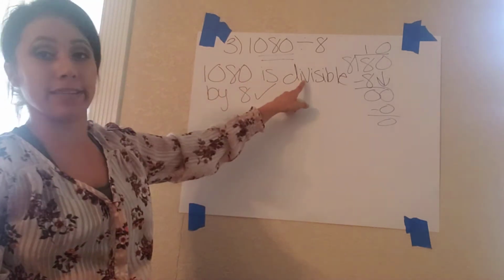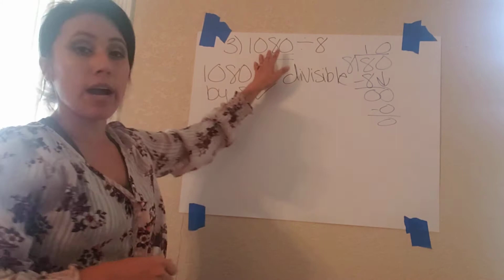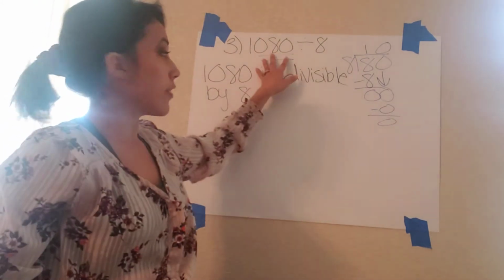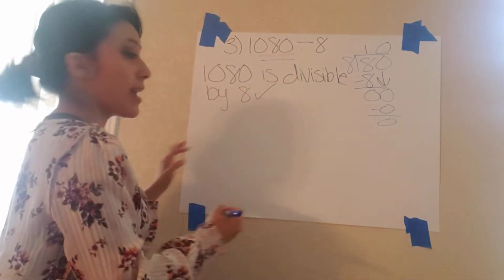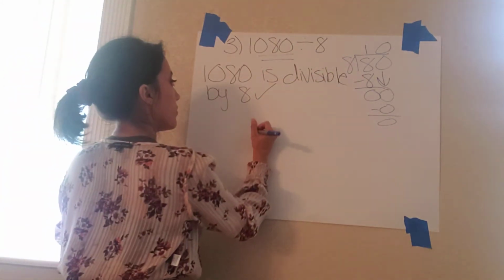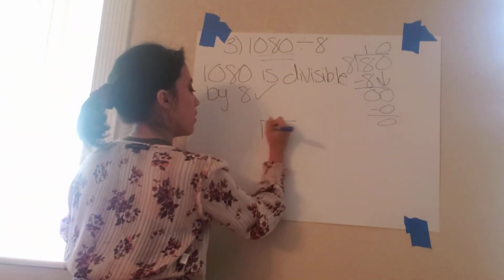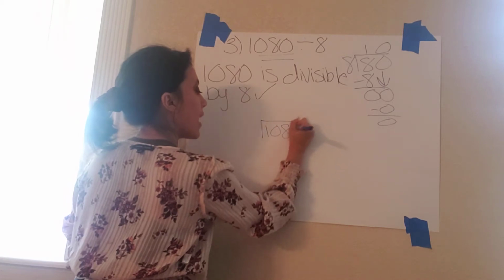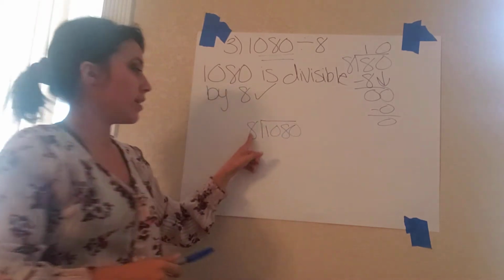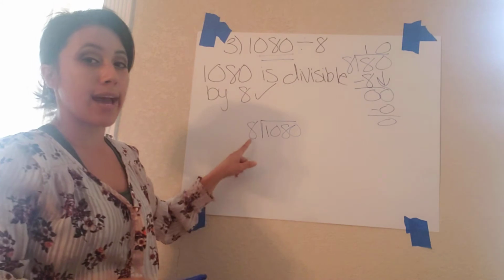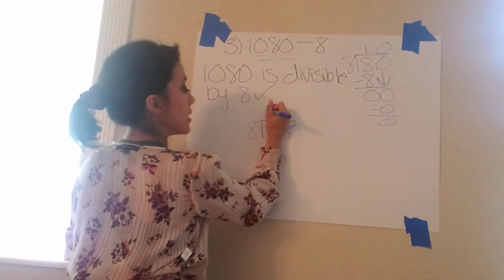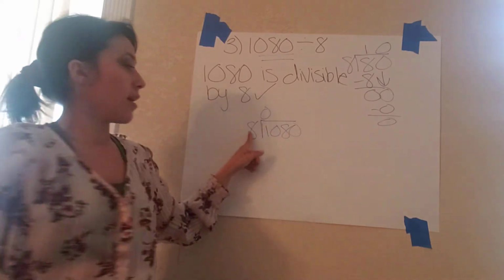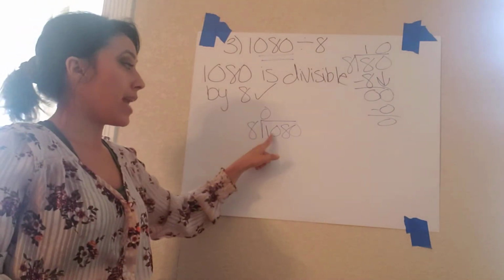1,080 is divisible by 8. So now we're going to move on to solving the math equation, which is 1,080 divided by 8. We know from the top of our heads that 8 times anything cannot equal 1. So we put a 0 right here. And we need to find how many times 8 can go into 10.